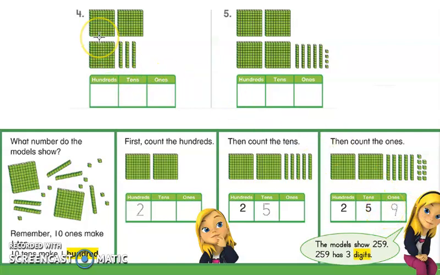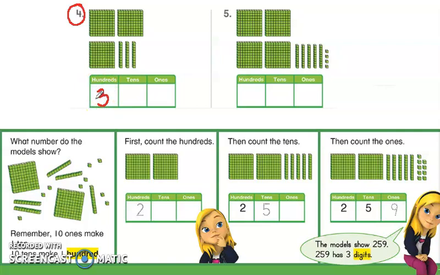Let's do these exercises to help us figure out what numbers we see that are represented with different place values. So let's do number 4. If we look at the hundreds, because that is the first one that we're asked for here, we just count the flats. So it'll be 1, 2, and 3 flats, and that's the number we are going to write here.